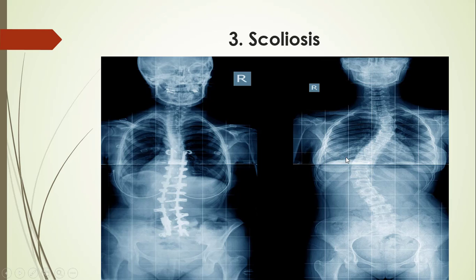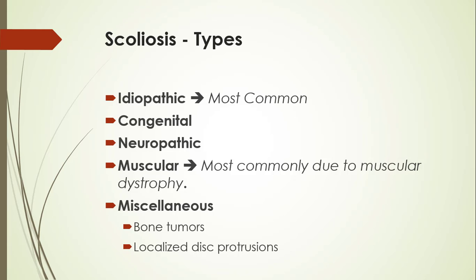Next, we have scoliosis. Scoliosis is abnormal lateral curvature of the spinal column with rotational element of one vertebra upon another. Now, there are multiple types of scoliosis. We have the idiopathic, which is the most common. Idiopathic scoliosis never occurs at birth. Rather, it might occur at infantile stage or juvenile, but mostly adolescent.